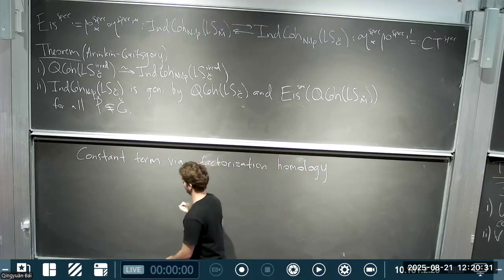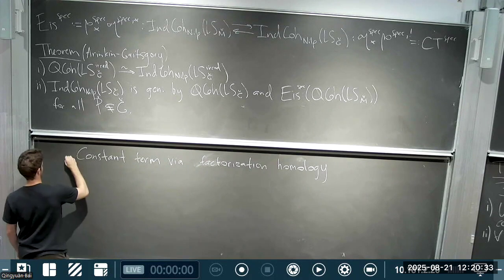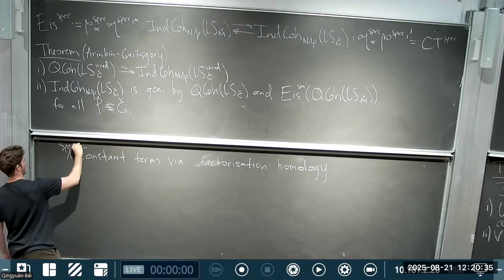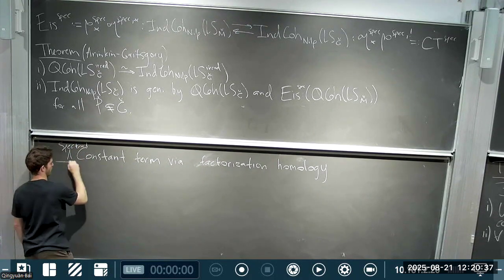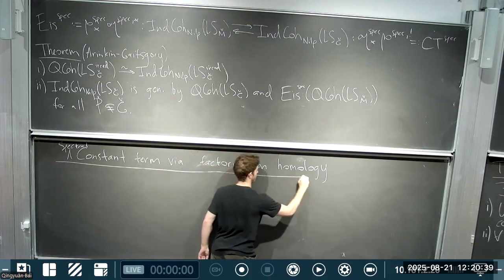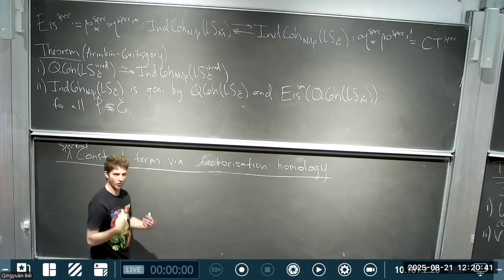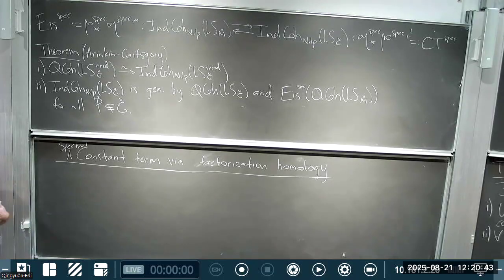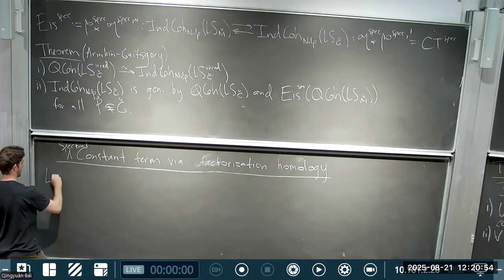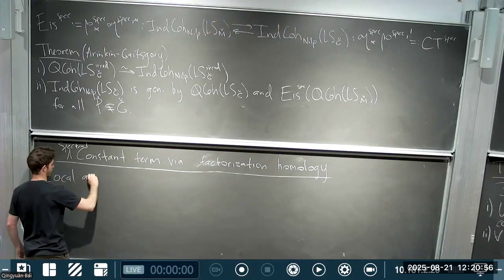So what I'll do is explain how to write a formula for spectral constant term in some local terms, which will allow us to more easily compare it to the automorphic side. This will be explained later. First of all, I need to say what is the local analog of constant term.